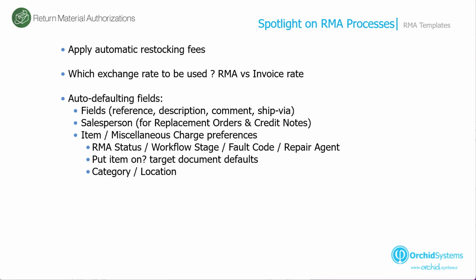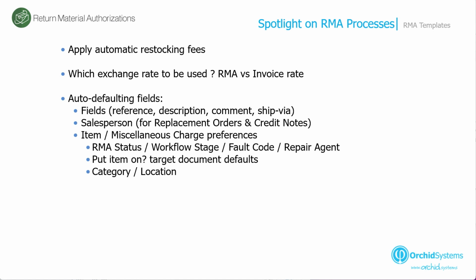So you could have a particular RMA salesperson to avoid people getting too much sales commission on orders which are replacement orders or for credit notes which are not relating to the salesperson. You can also automate and default item and miscellaneous charge lines preferences.